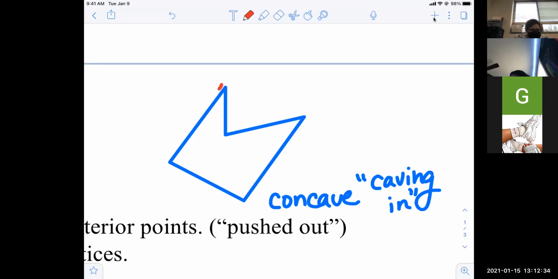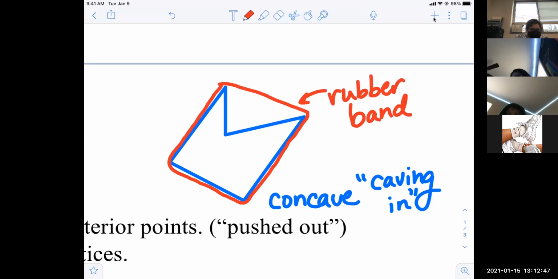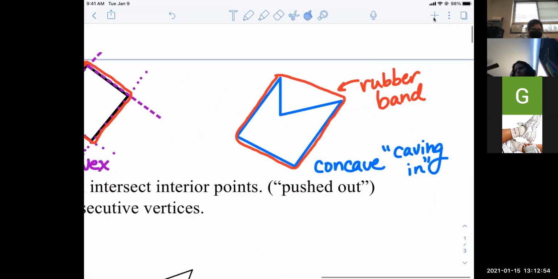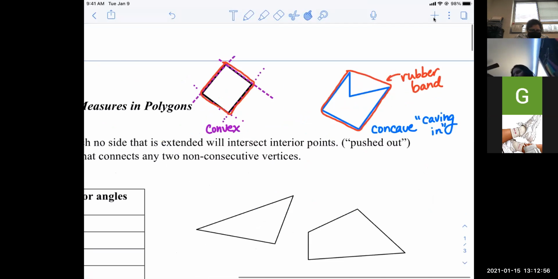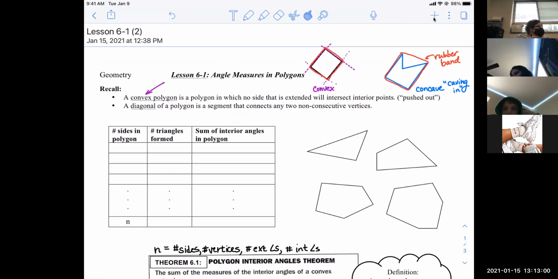So what happens with the rubber band when you put a rubber band around that? Here it's going to snap to it, right? What happens up at the top? It'll go straight across like that. So if you put a rubber band around a concave polygon, it's not going to snap to it. It's going to leave gaps like that. So anytime that it's caving in, that's a concave polygon. When we do the angles and polygons, we're going to be focusing on convex polygons.